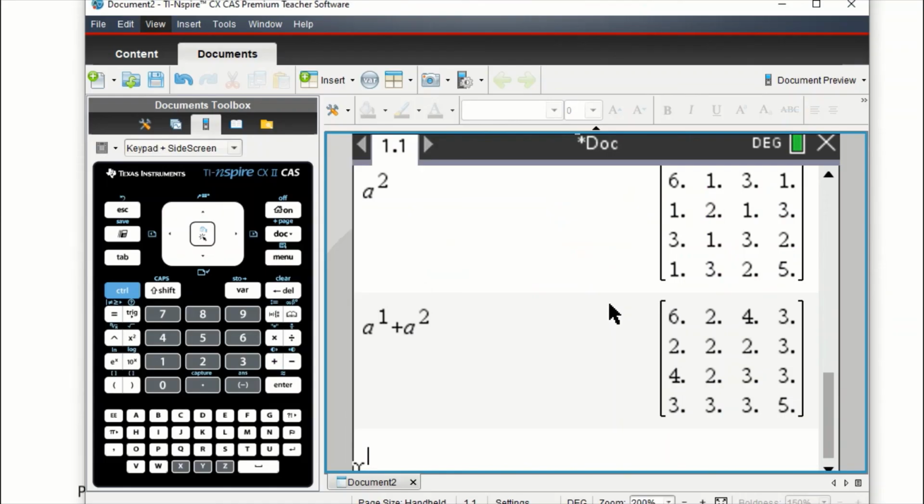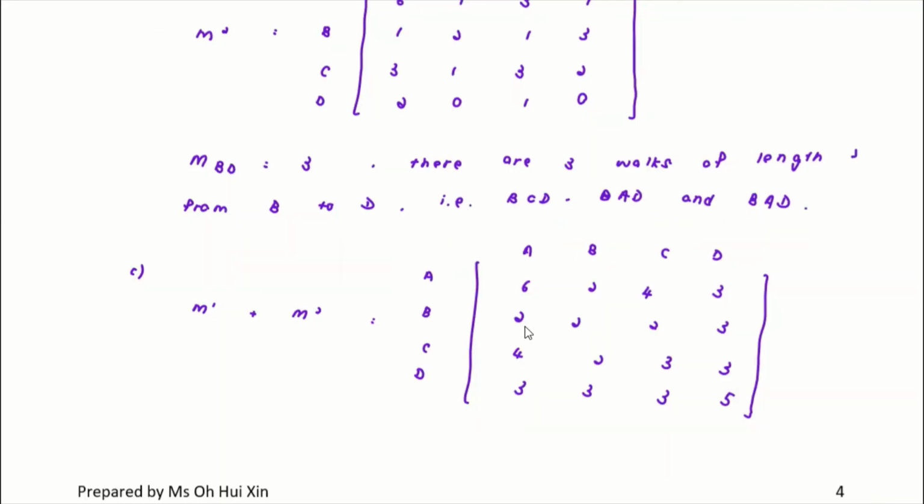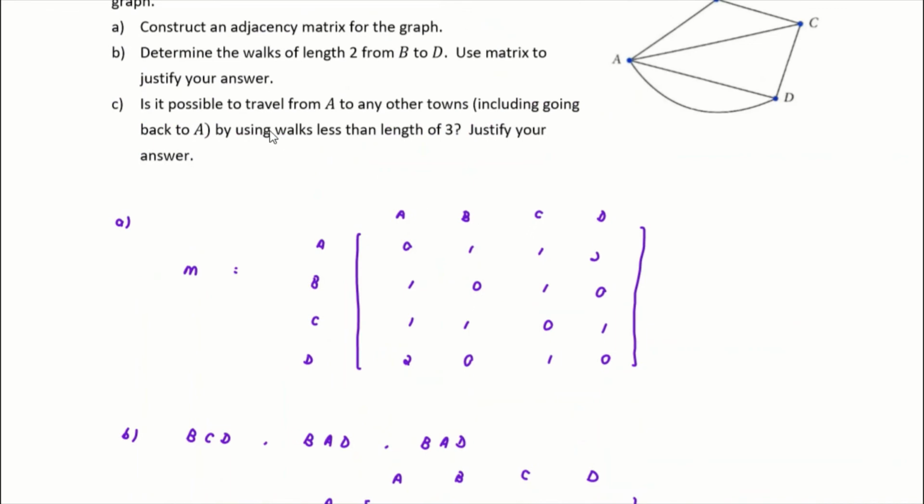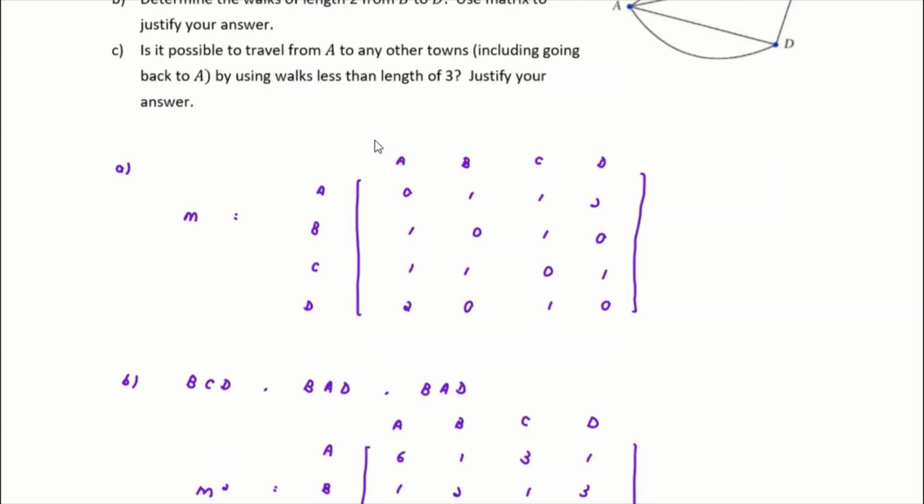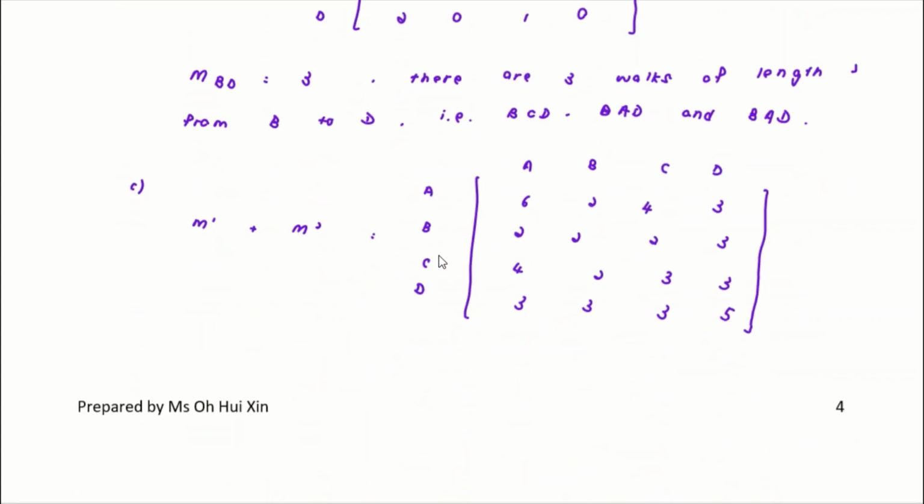So after you get this, now you can try to see. The question wants to see, is it possible for you to travel from A to any other towns, including going back to A, by using walks of less than 3? So how do you know whether it's possible or not? It's by looking at whether you have none of the 0 in the column.